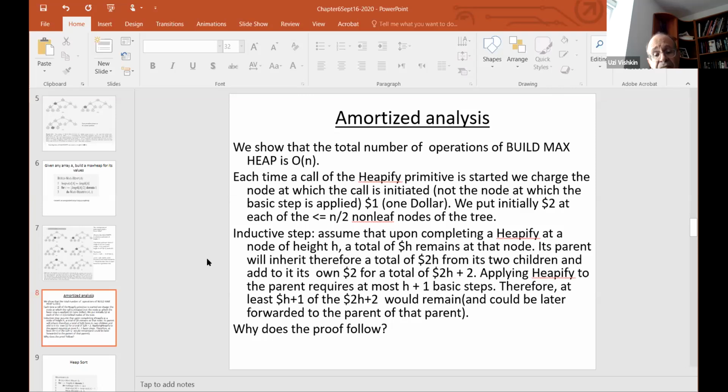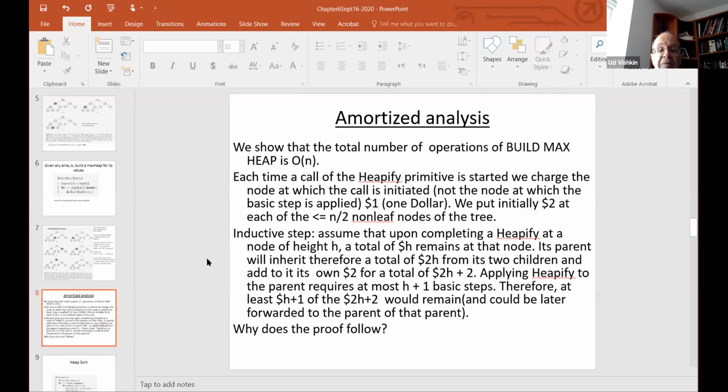And now you are at liberty to use h+1 out of them in order to charge all the operations you do at this level. So how many will remain? h+1, which is exactly the inductive claim. Is the proof clear?